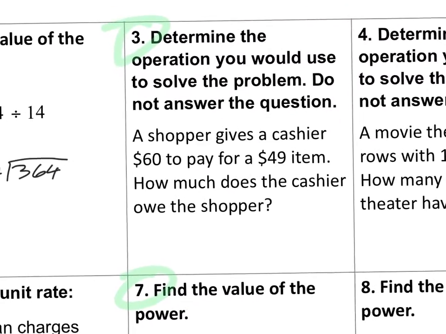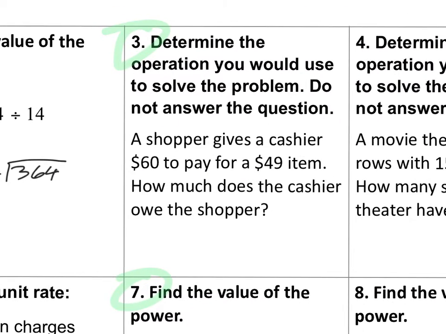Let's take a look at number 3. Determine the operation you would use to solve the problem, and you're going to set up the problem, but you're not going to have to answer on this one. A shopper gives a cashier $60 to pay for a $49 item. How much does the cashier owe the shopper? We have to decide what operation we're using here. Is it add, subtract, multiply, or divide? If I go to the store and give $60 to pay for something that's $49, you're subtracting to see how much I have left over. So it would be 60 minus 49. And of course we are subtracting, so you can say that.